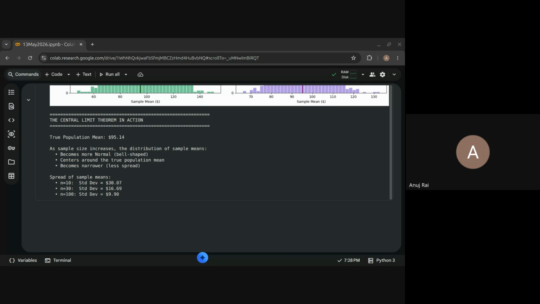Sir, am I audible? Yes, you are audible. Sir, my name is Akshay. Basically, you told that for n equals 30, the sample will be normally distributed, isn't it?